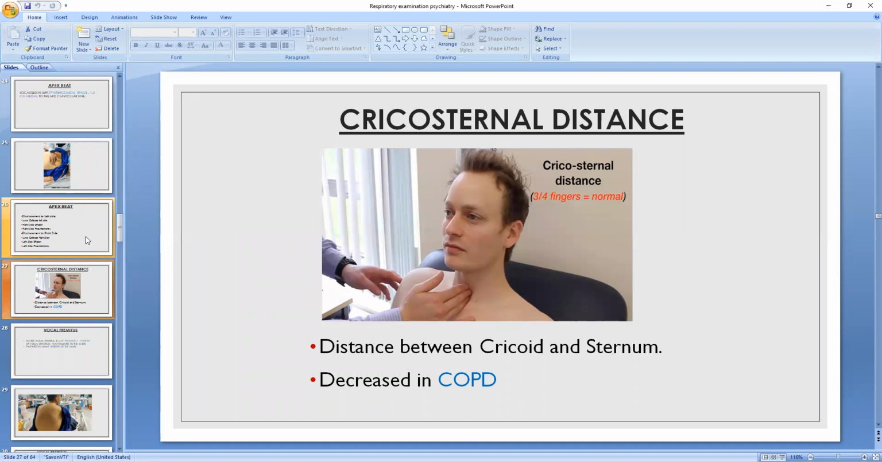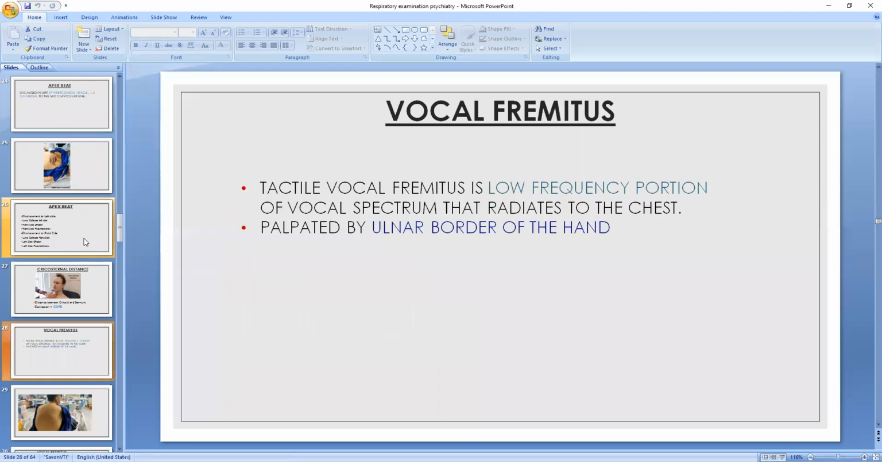Cricosternal distance is the distance between the cricoid and the sternum, and it is usually 3 to 4 fingers, and it is decreased in the case of COPD. Tactile vocal fremitus is the low frequency portion of the vocal spectrum that radiates to the chest, and it is palpated by the ulnar border of our hand.